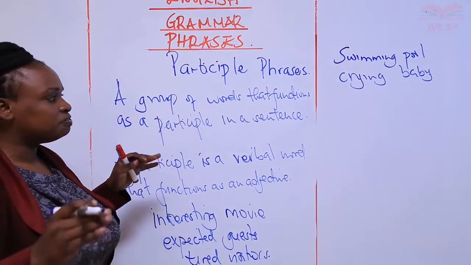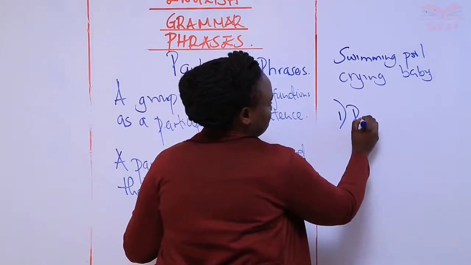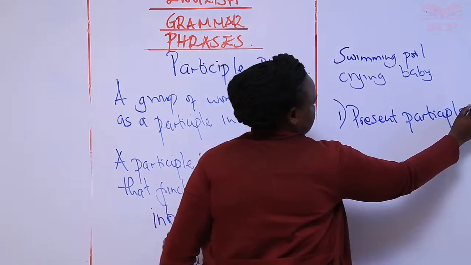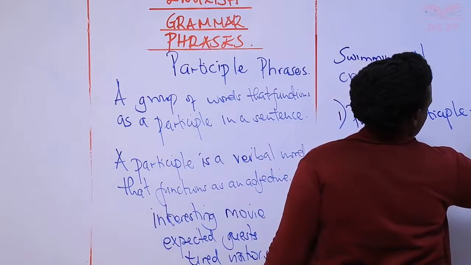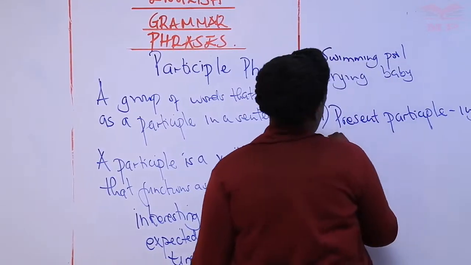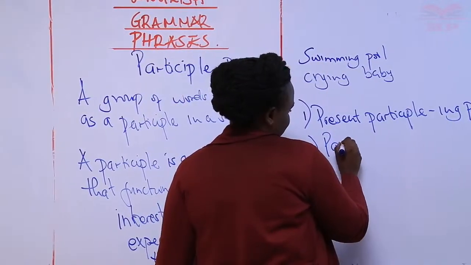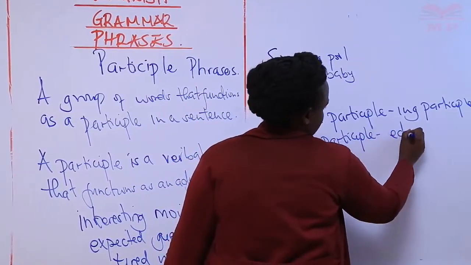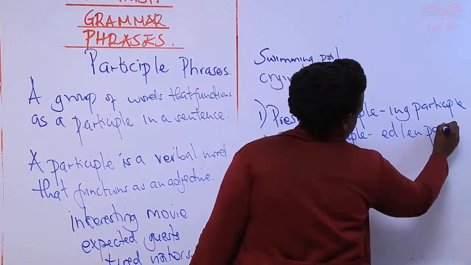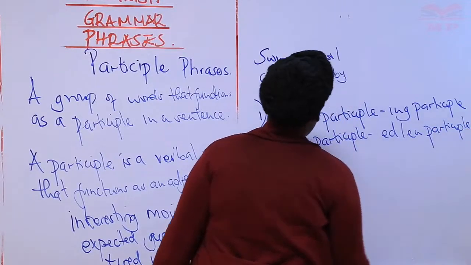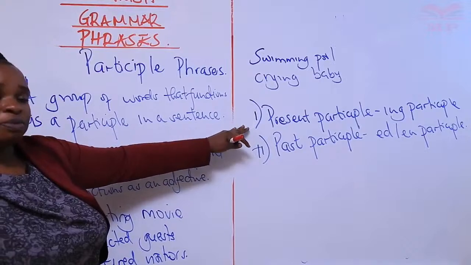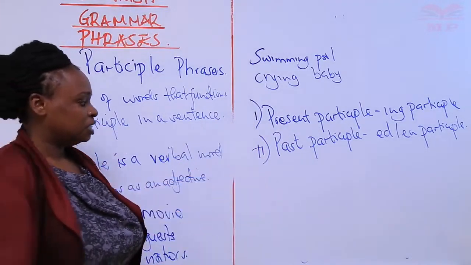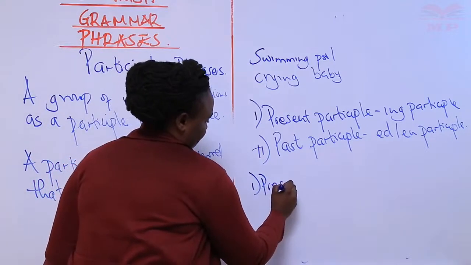And before we go on, we have different types of participles. We have the present participle, which is normally called the ing participle. And then number 2, we have the past participle, which is called the ed stroke en participle. So this participle again will be functioning as an adjective, but in an ing form or an ed stroke en form.